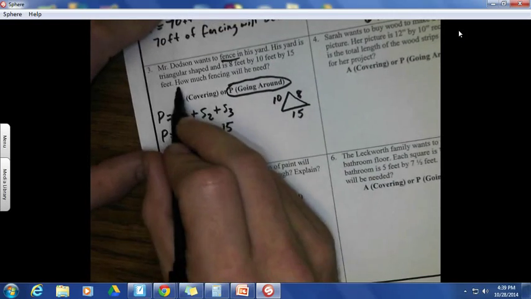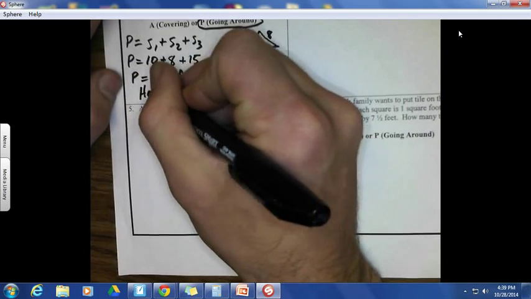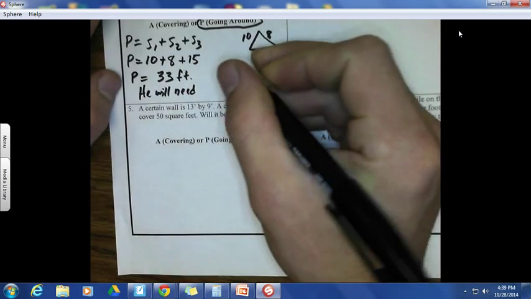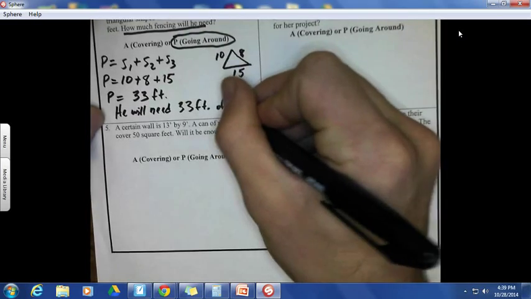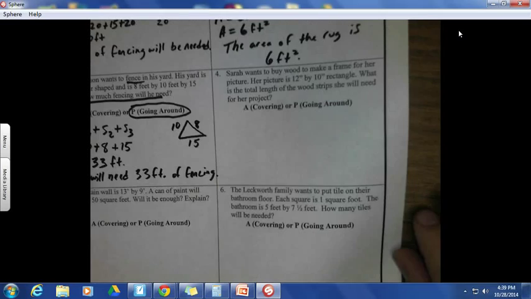So how much fencing will he need? Let's restate the question. He will need 33 feet of fencing. He will need 33 feet of fencing. Alright. Let's look at number 4.